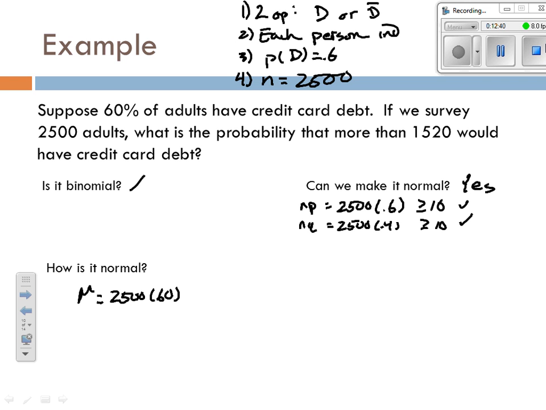2,500 times 0.6, excuse me, is 1,500. And then the standard deviation is the square root of 2,500 times 0.6 times 0.4, which is 24.49. And so what we need to do is write a probability statement: the probability that x is greater than 1520.